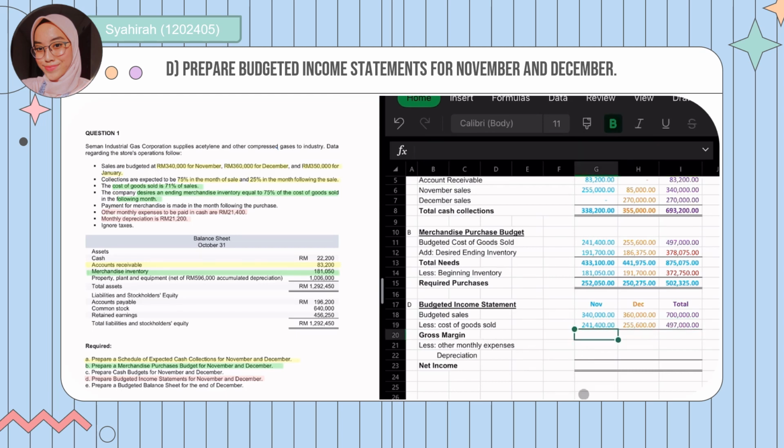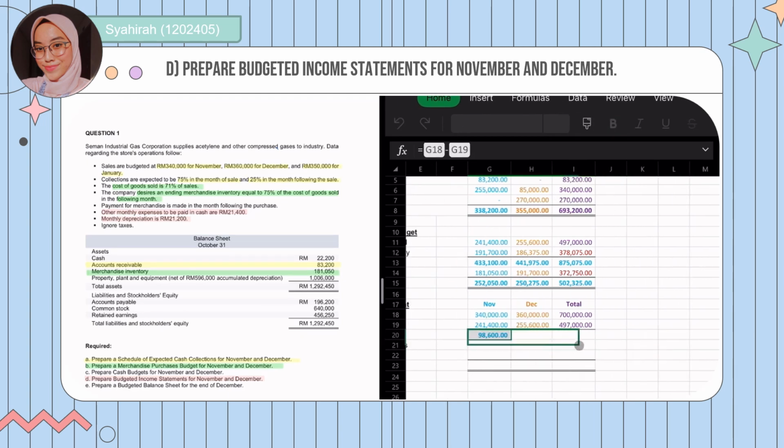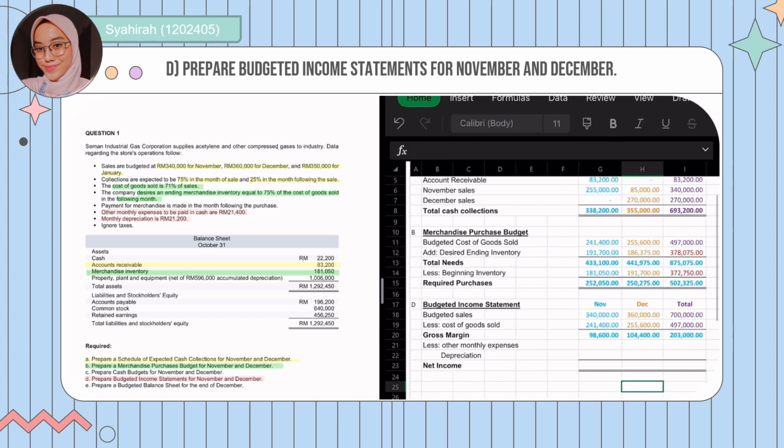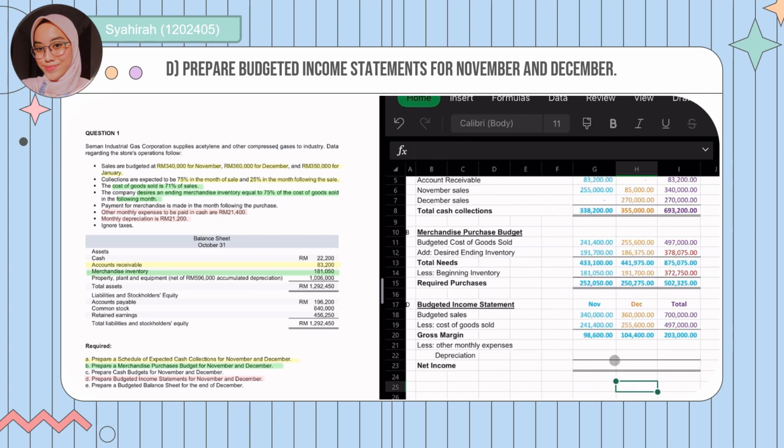Okay. And then we have to calculate the gross margin, which is the budgeted sales minus cost of goods sold. So we do it like this, G18 minus G19. And then we'll get 98,600. The same goes for December. And for the total, we just do it like this. And then we will get the total for the gross margin for both months. And then we also have the total amount.